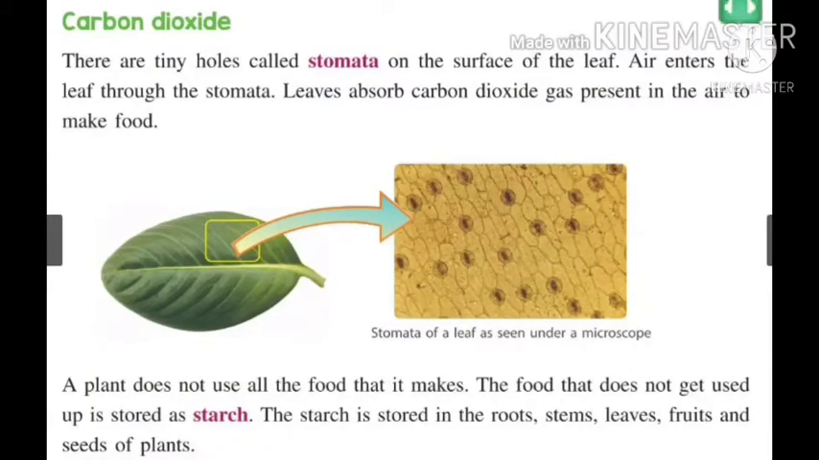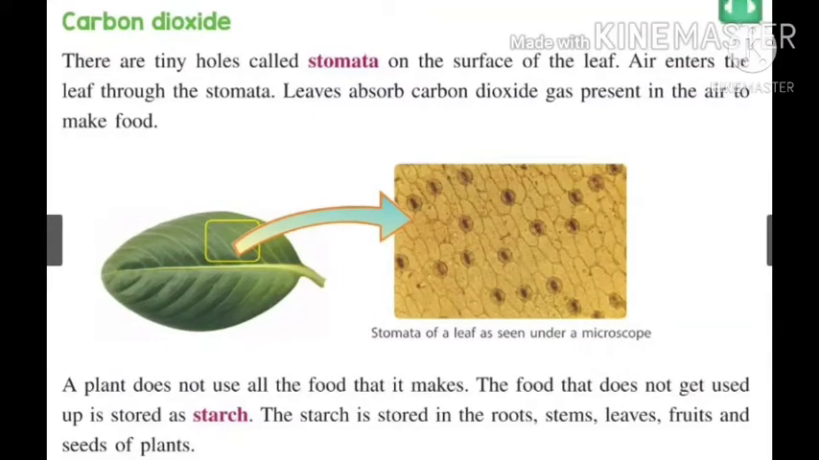Stomata cannot be seen with our naked eyes. To see the stomata, we need to use an instrument. The name of the instrument is microscope. What does it do? The stomata take carbon dioxide from the air to make food for the plant.